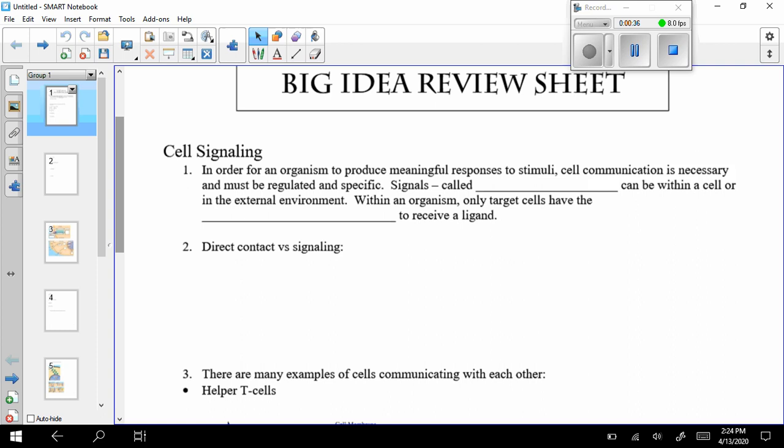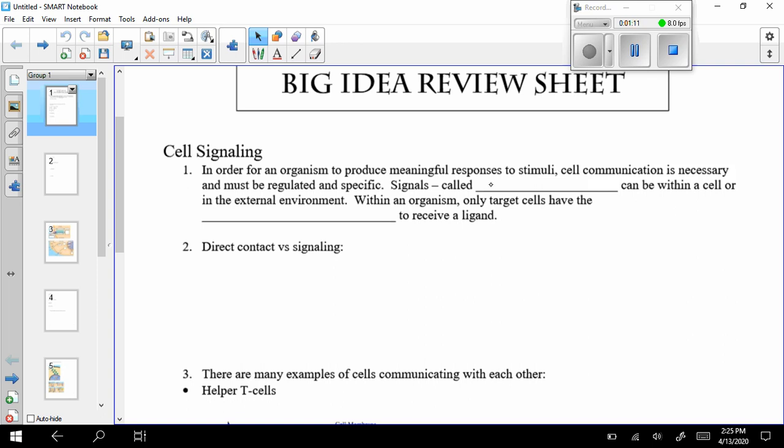So we start off here with cell signaling in order for an organism to produce meaningful responses to stimuli. Basically, if you can't respond to stimuli, you're not going to survive. You're not going to be a good cell. So cells and organisms as a whole have to be able to coordinate their efforts and respond to changes, whether it's internal or external. Cell communication is necessary and must be regulated and specific. That means you have to have a controlled response to something to react.